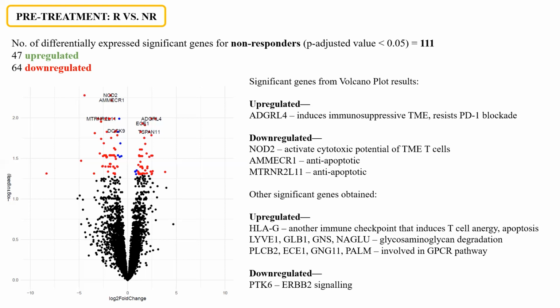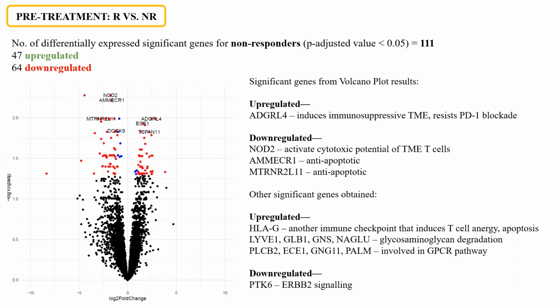Other than this, there were several other genes which were found to be upregulated and downregulated from my DESeq results, which have not shown up on the volcano plot. The most significant of which I believe was HLA-G that was upregulated. So HLA-G is an example of a more recently discovered immune checkpoint, and it interacts with a specific receptor known as LILRB1 on the T cells to induce T cell inactivation or anergy and T cell apoptosis.